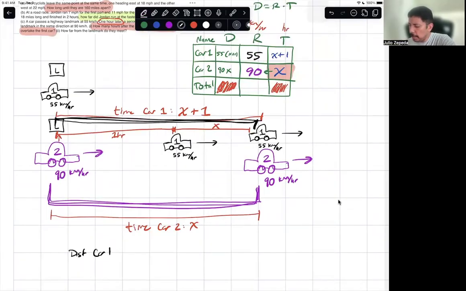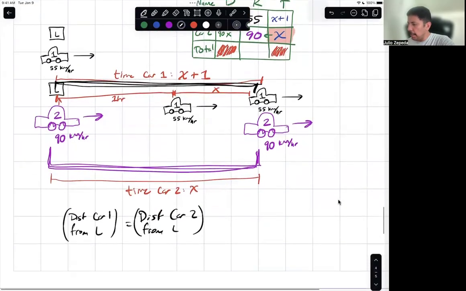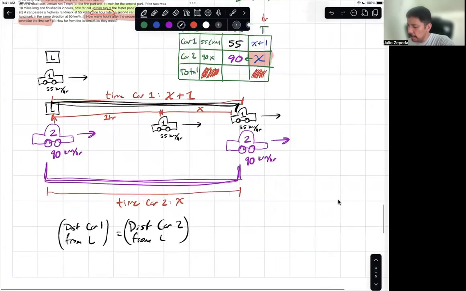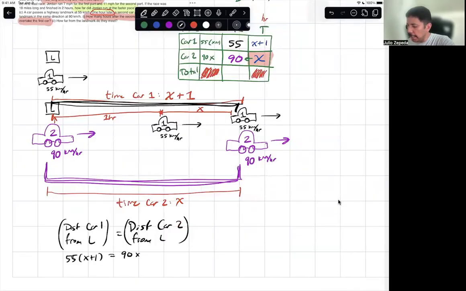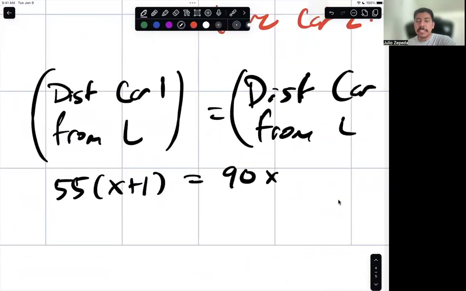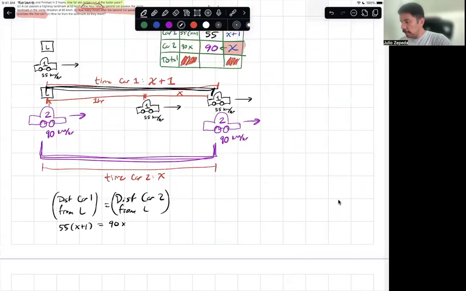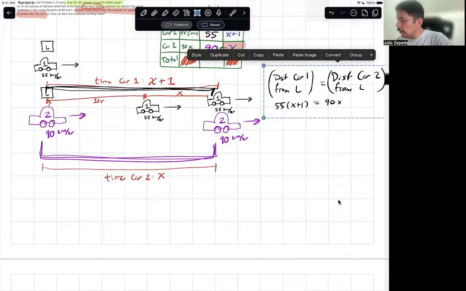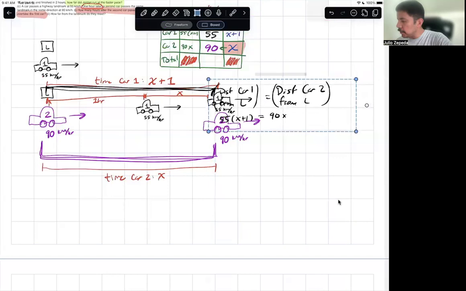distance of car 1 from the landmark L is equal to the distance of car 2 from the landmark L. Okay, and so that gives us the equation 55 times x plus 1 equals 90x. And so now we can solve this equation. Let's see, I don't want to go into the second page if I don't have to, since we're almost done. So let's go ahead and try to solve this equation.